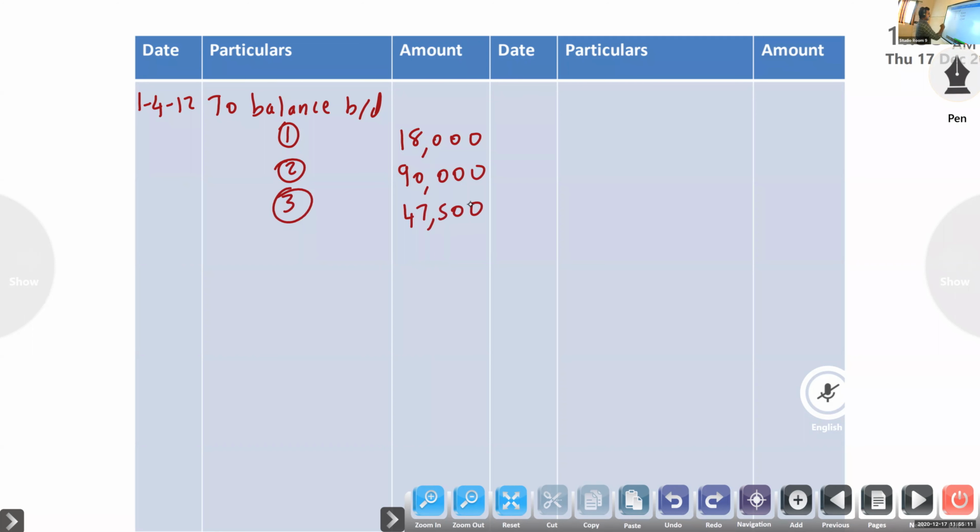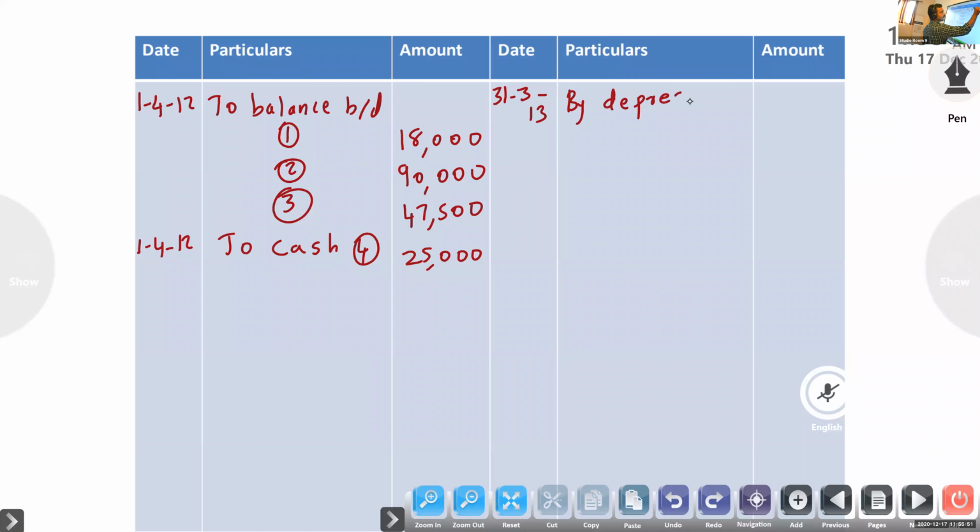Now, same date, 1st April, one more machinery we purchased, number 4, for rupees 25,000. Then the closing date is 31st March 2013. The next transaction is 1st October 2013 only. No problem.